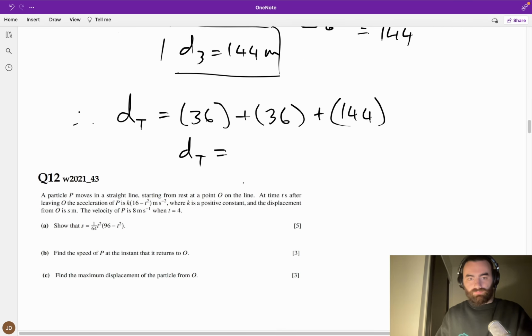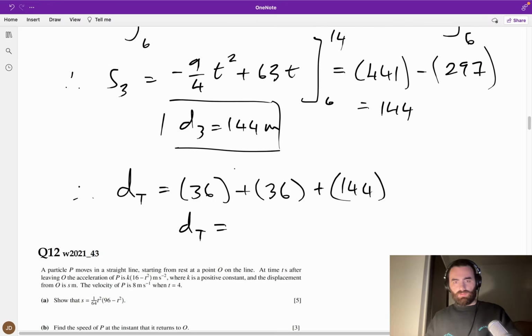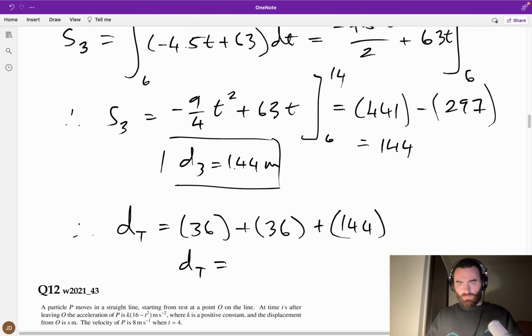36 plus 36 plus 144, 441 minus 297, 216 meters.